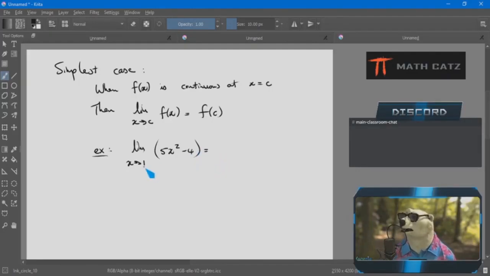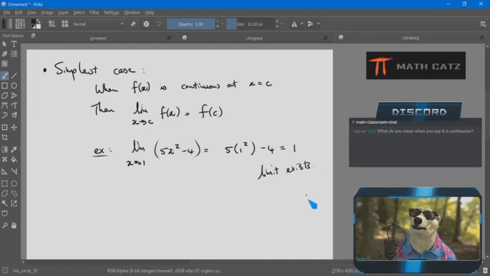So when I look at a behavior question first, this is the first case I'm hoping for. Is it as simple as just plugging in the x value? Because if it is, then there is no need for a behavior question to even be asked. You're trying to trick me. I can just plug it in. If I get a y value for this familiar looking function, I'm good to go. It's 1. Limit exists. They are trying to trick me.